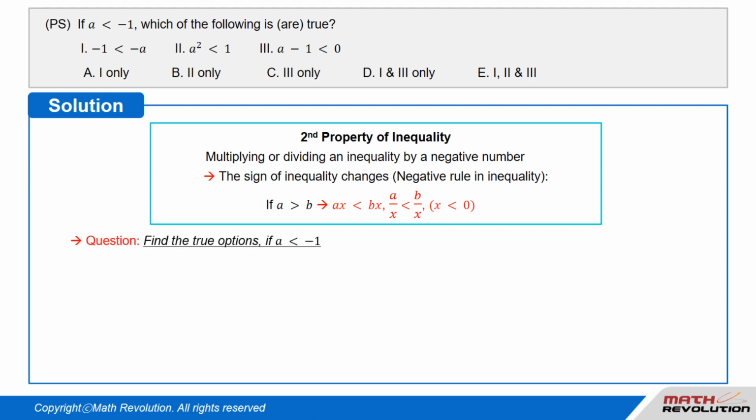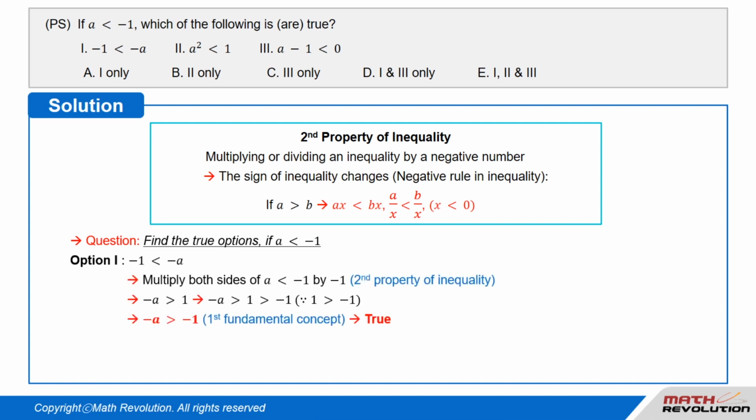We are required to find the options that are true if a is smaller than -1. Option 1. -1 is smaller than -a. We can multiply both sides of the inequality a is smaller than -1 by -1 to get -a is greater than 1, by the negative rule in inequality.